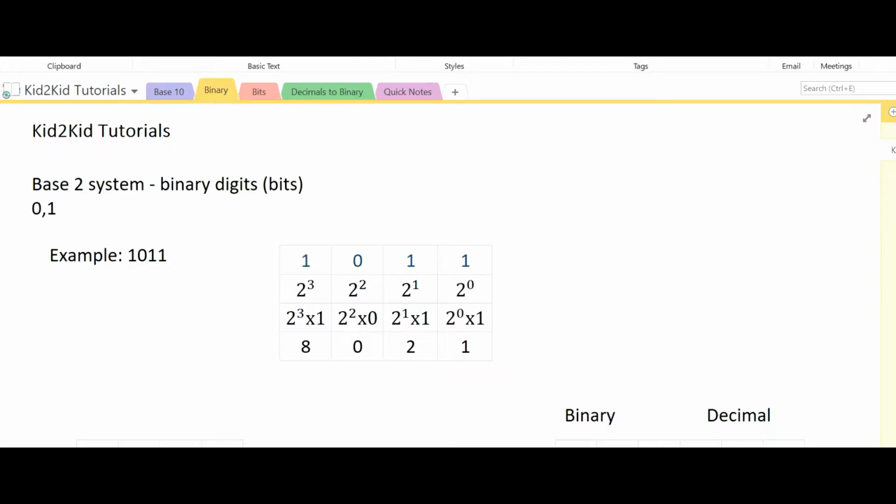In the base 10 system, we use 10 to the power of 0, 10 to the power of 1, and so on. Now instead of 10, we'll use 2. So we have 2 to the power of 0 times 1 equals 1. 2 to the power of 1 times 1 equals 2. 2 to the power of 2 times 0 equals 0. 2 to the power of 3 times 1 equals 8.